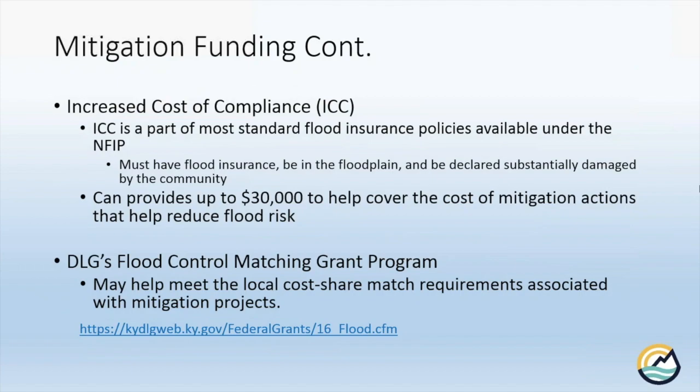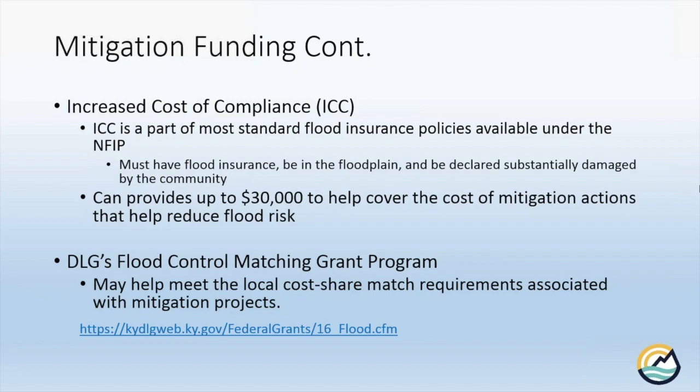Other funding out there is going to be things like increased cost of compliance funding. So ICC money is a standard part of all flood insurance policies. So if you have flood insurance, you're already paying for the ICC, you might as well get some benefit of it. To get that money, there's 3 things that have to happen. You have to have flood insurance, you have to be in a floodplain, and your building's got to be substantially damaged. If those 3 things happen, on top of your flood insurance claim, you can actually get up to $30,000 additional to help cover the cost of doing a mitigation action.